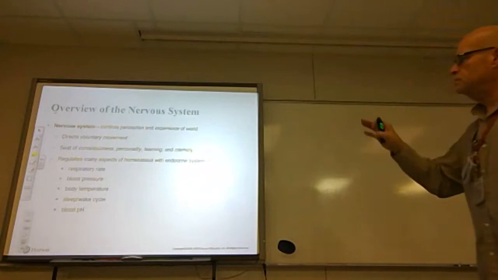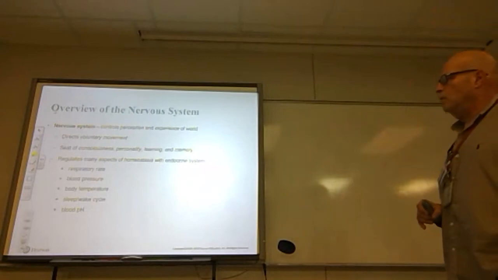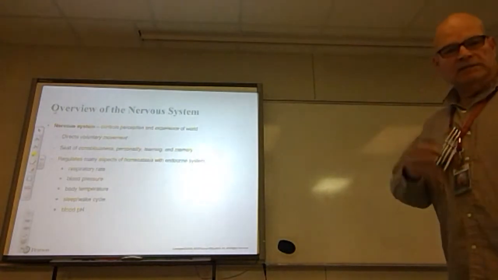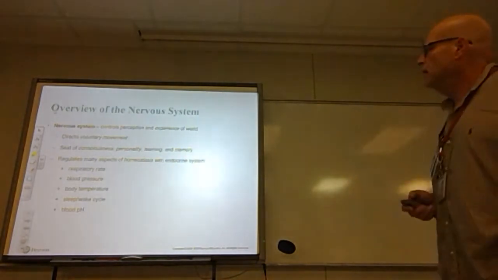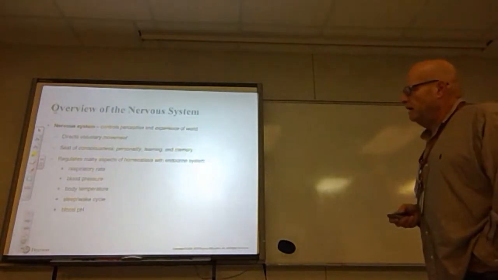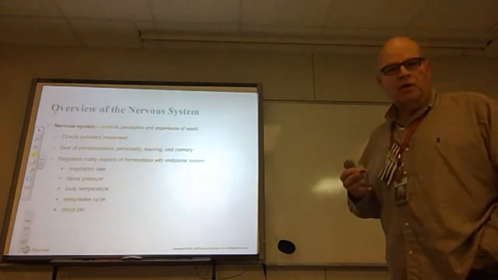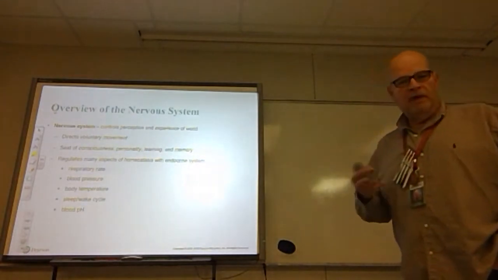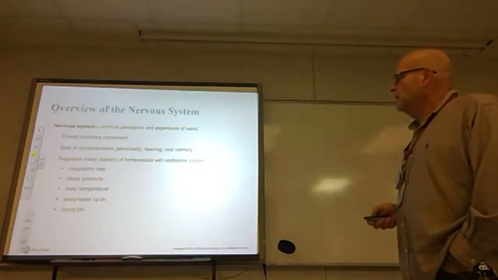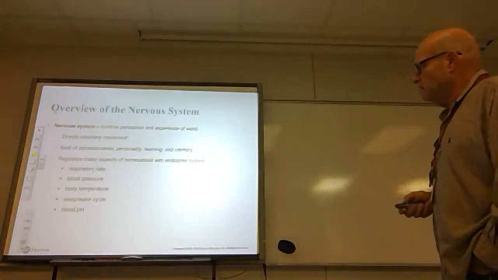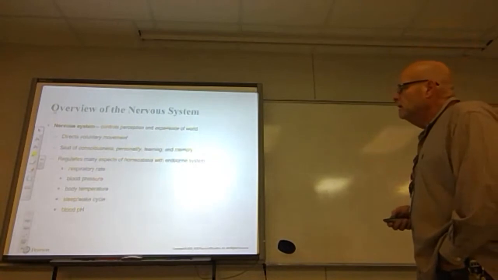So the nervous system controls perception and experience of the world. It's how we determine it's hot, it's cold, it hurts, it doesn't hurt, it's pleasurable, whatever. Directs voluntary movement. It is through the nerves that we're able to pick things up, walk across the room. I'm able to operate this clicker. It's the seat of consciousness, personality, learning, and memory.